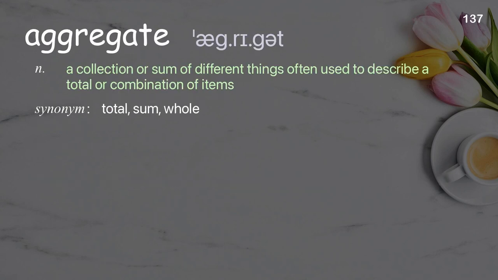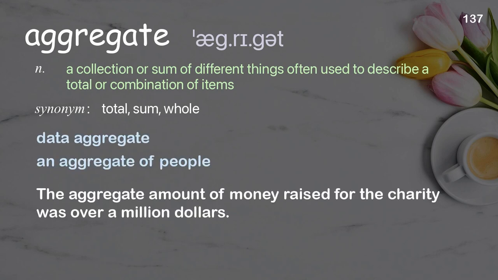Aggregate. A collection or sum of different things, often used to describe a total or combination of items. Examples: Data aggregate, an aggregate of people. The aggregate amount of money raised for the charity was over $1 million.